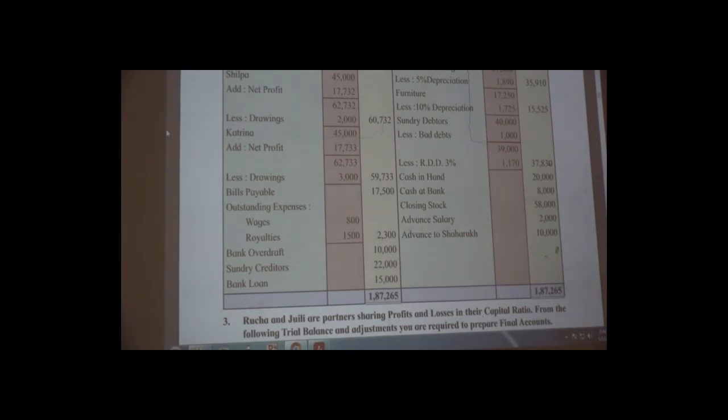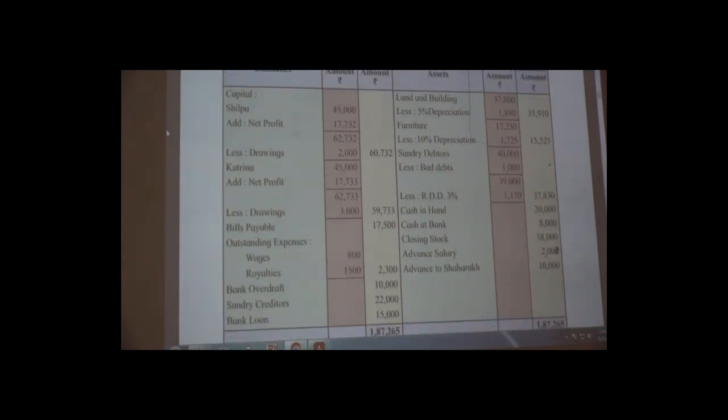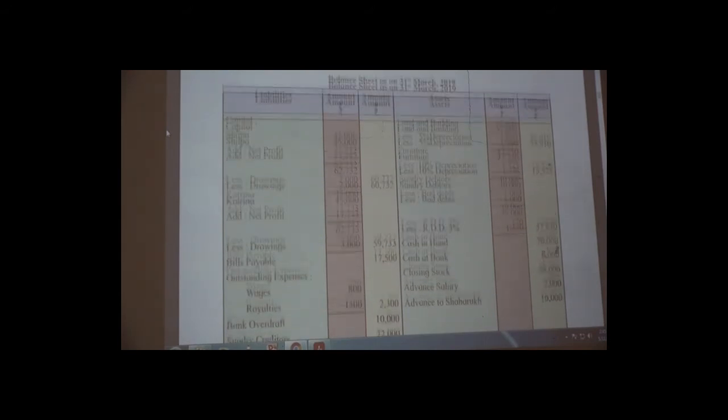Now come to our third adjustment. See, read the third adjustment carefully. Salaries paid in advance to staff rupees 2000. Our business firm has paid some salary in advance to staff. See, this is the advance payment. It was not due at all, but in advance we have paid the amount. So advances, where you will have to write, this is related with salaries.